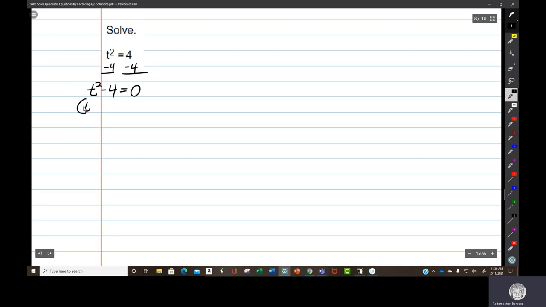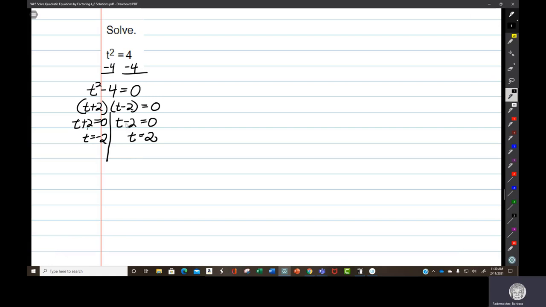And then we'll factor this: t plus 2 times t minus 2 equals 0. T plus 2 equals 0. Subtract 2, subtract 2, so you get t equals negative 2. T minus 2 equals 0. Plus 2, plus 2, t equals positive 2.